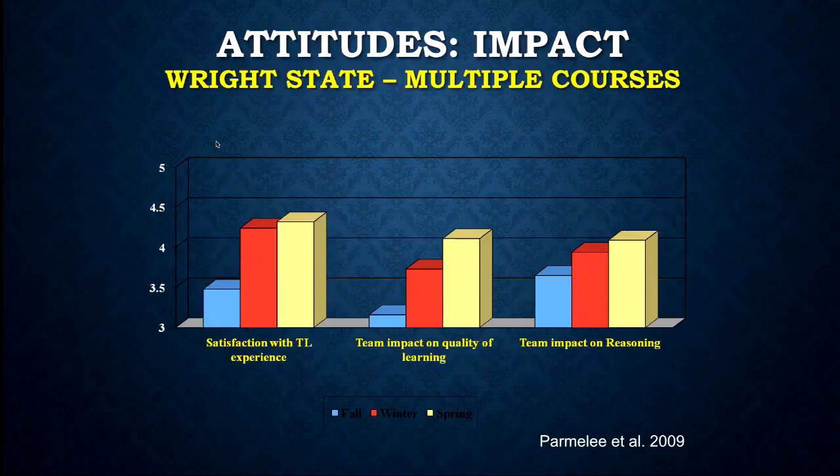If you look at long-term, and this is Wright State, which has basically a TBL curriculum, over time, students like it better. So when they first start, they're kind of like, I'm not crazy about this, and especially since I seem to be teaching myself, my classmates, you know, why am I paying tuition? My classmates are teaching me. So it takes a while for students to really get used to this, and I have more data that shows it takes a while for students to get used to this. It takes a while for teachers to get good at it. So they're not going to be crazy about TBL when they first start.